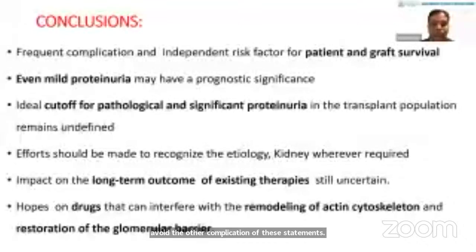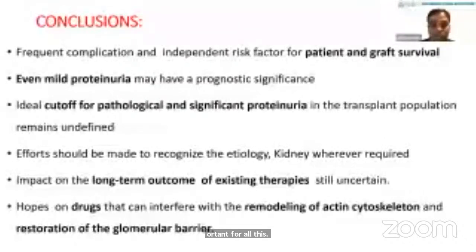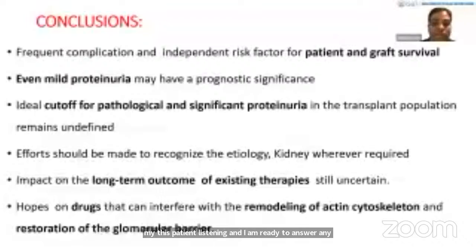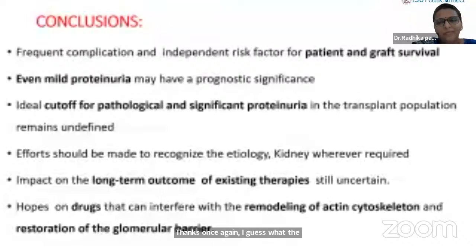So finally, there are hopes on drugs that can interfere with the remodeling of the actin cytoskeleton and restore the glomerular barrier; that is also most important. So these are all the final conclusions on the few definitive etiopathogenic factors of post-transplant proteinuria as well as the therapy, and finally the better graft survival, that is the most important for all these future settings. So thank you for your patient listening, and I am ready to answer any questions. Thanks once again to the ISOT executive team for this opportunity.